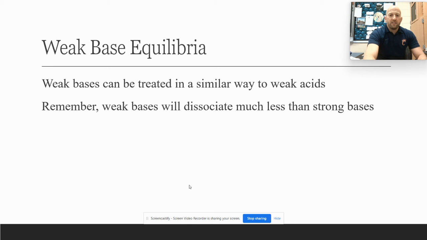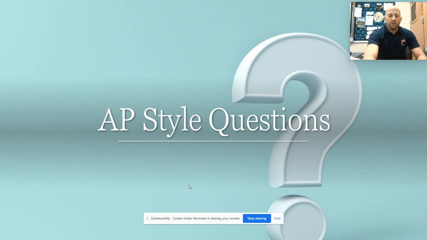With weak bases, we do the same as what we would for weak acids. A couple AP style questions I'm going to break down into another video, so that way it keeps it a little bit smaller.